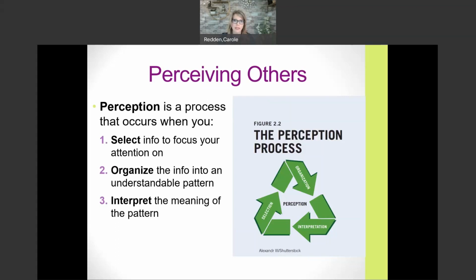Secondly, after you select information, then you're going to start organizing it, and you're going to organize it into some kind of pattern that makes sense to you without even realizing it. This is just something that we do. And then the third is we start making interpretations or attaching meanings to the things that we perceived or saw or heard.